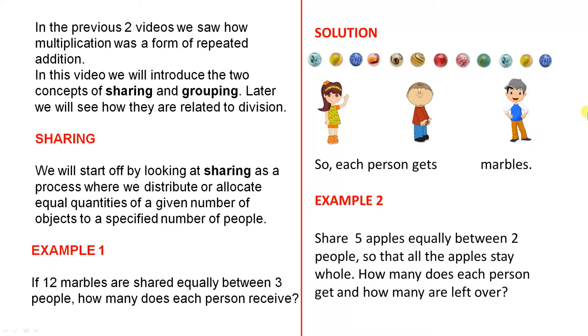We will start off by looking at sharing as a process where we distribute or allocate equal quantities of a given number of objects to a specified number of people. Example 1. If 12 marbles are shared equally between 3 people, how many does each person receive? Now the solution. So here are the 12 marbles, and here are the 3 people.